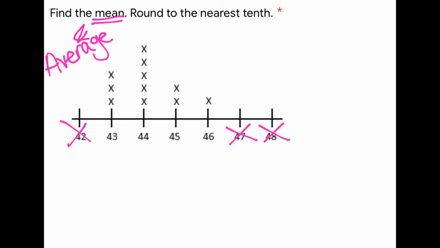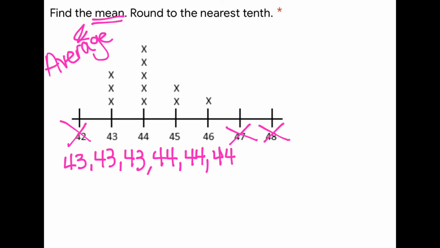So we have 43. We have to write 43 3 times because there's 3 43s. 44, 1, 2, 3, 4, 5. There's 5 of them. We have to write 44 5 times. 45, we need to write twice. And then 46, only once.